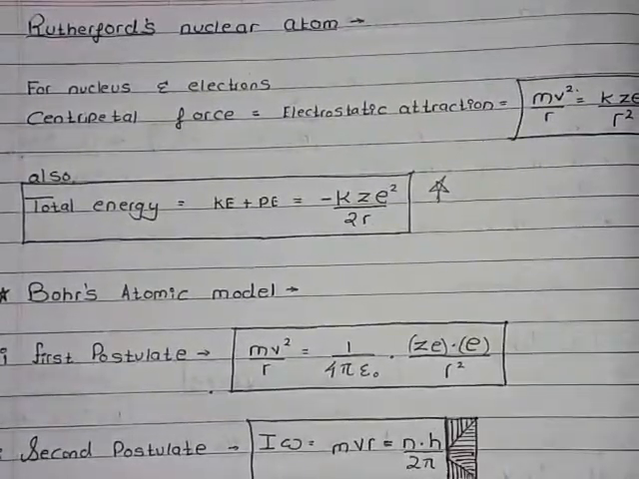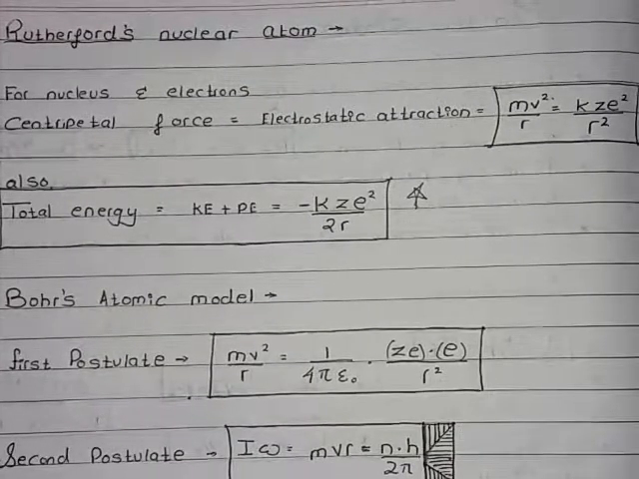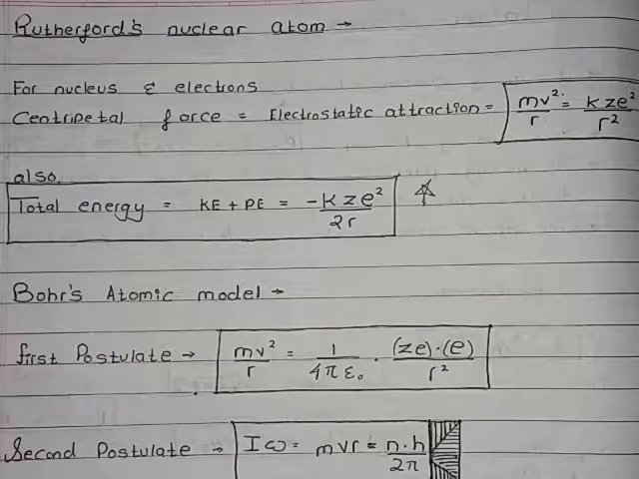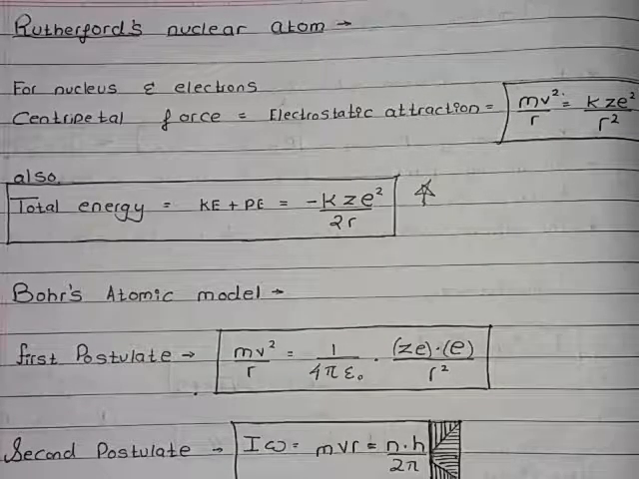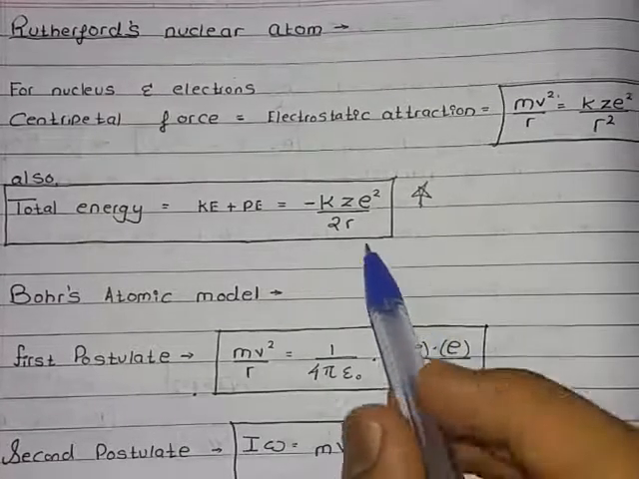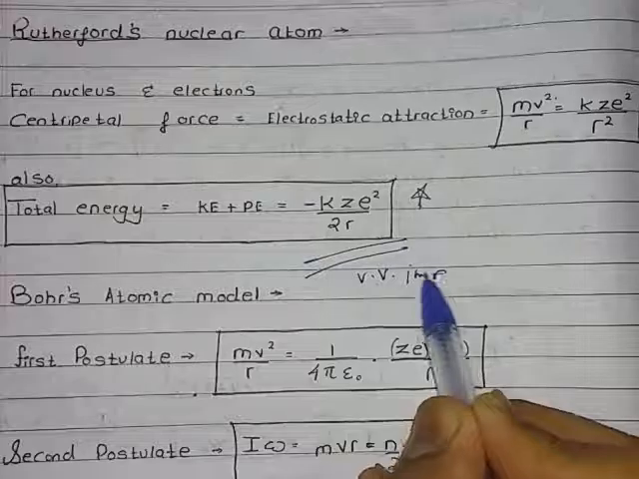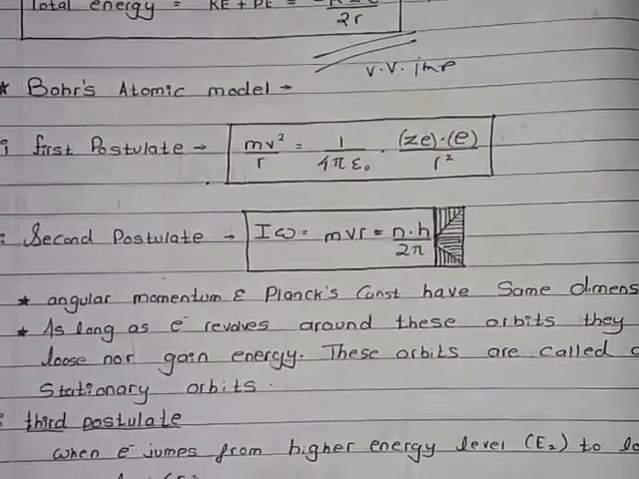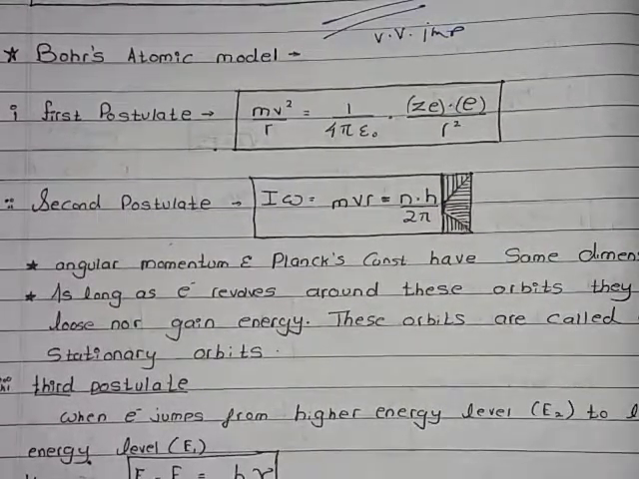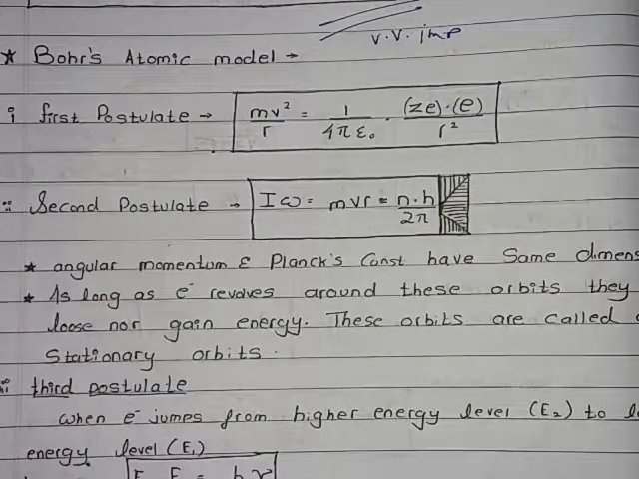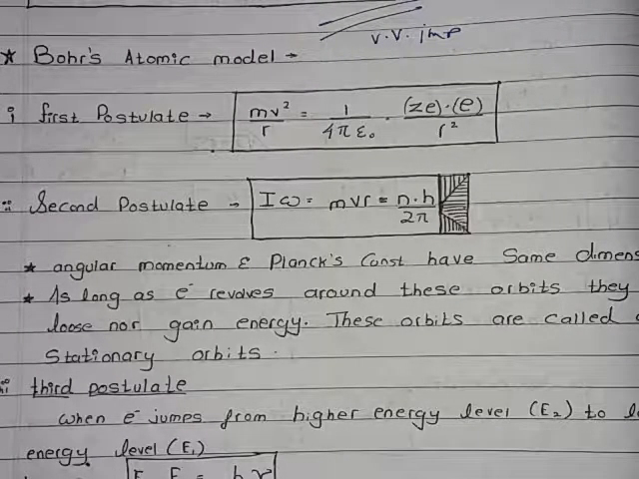Rutherford's nuclear atom. For nucleus and electron, centripetal force equals mv square by r, equals k q1 q2 upon r square, simple force. Total energy equals kinetic energy plus potential energy equals minus k z e square upon 2r. Very, very important. Bohr's atomic model. First postulate: mv square by r equals 1 upon 4 pi epsilon naught into z e square upon r square, where e is 1.6 into 10 power minus 19 coulombs.